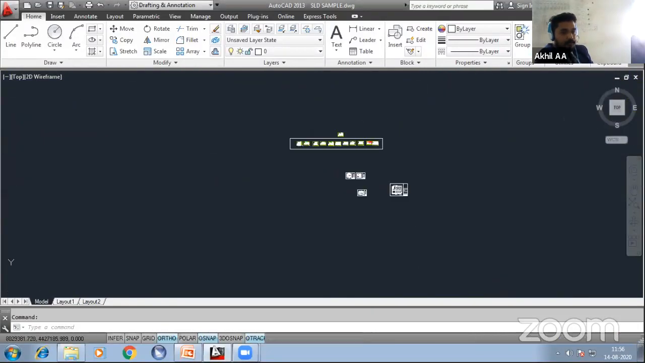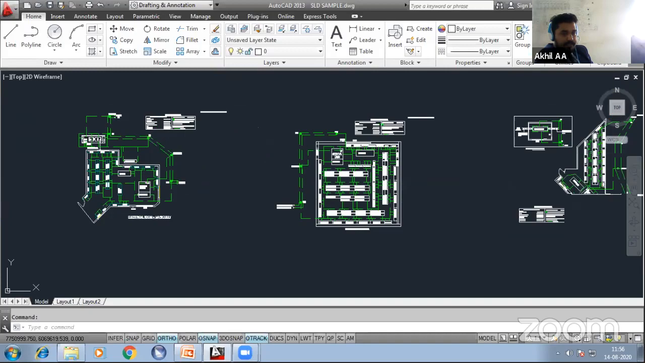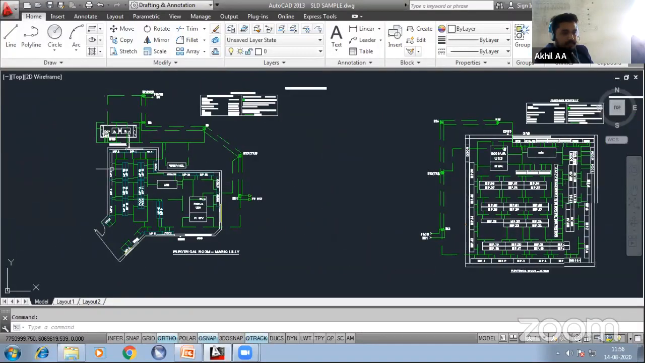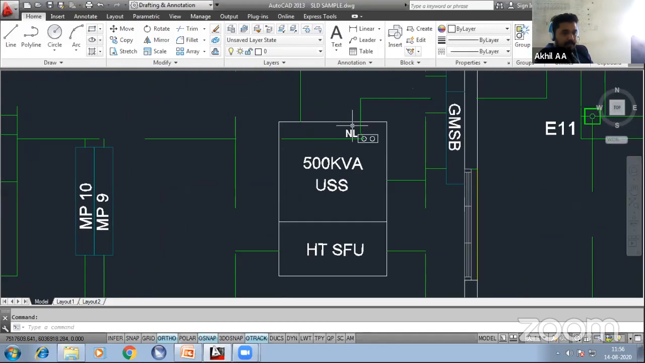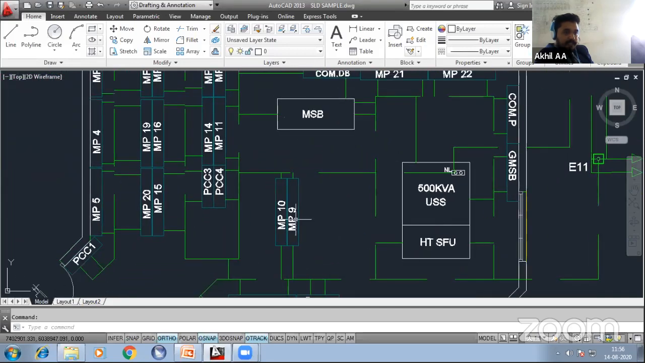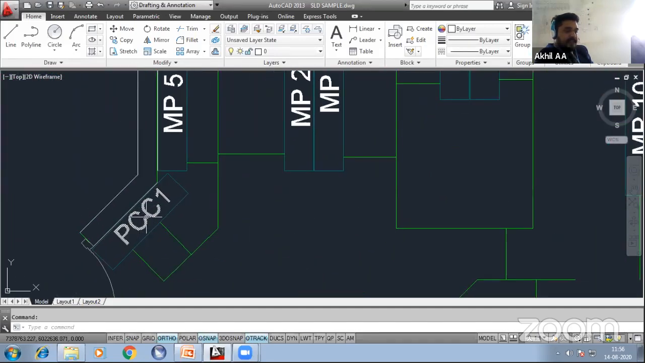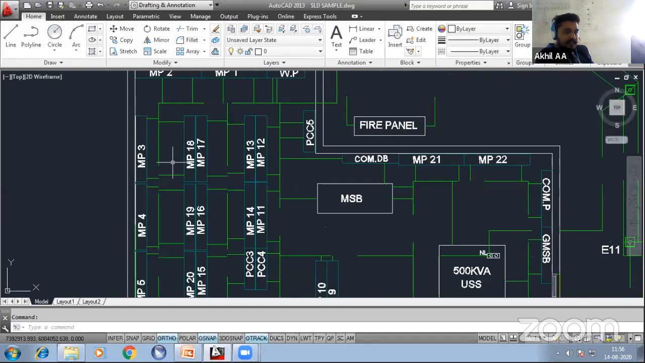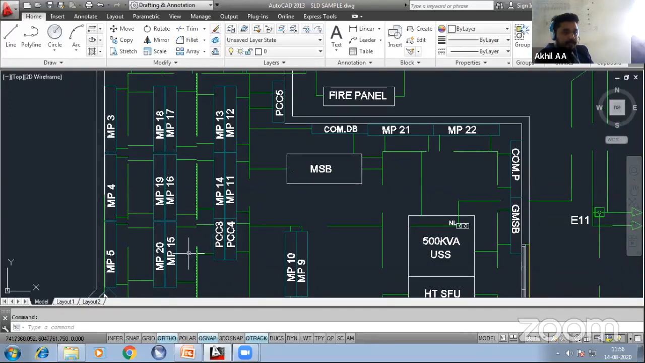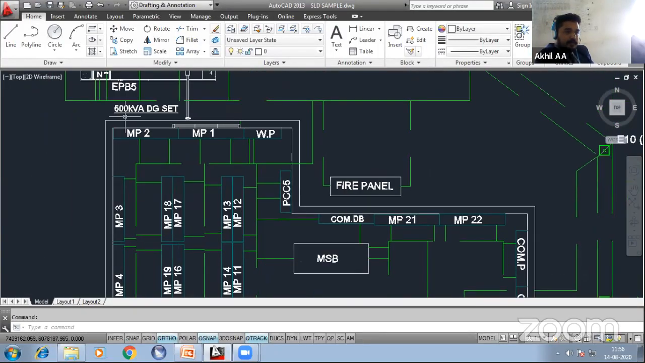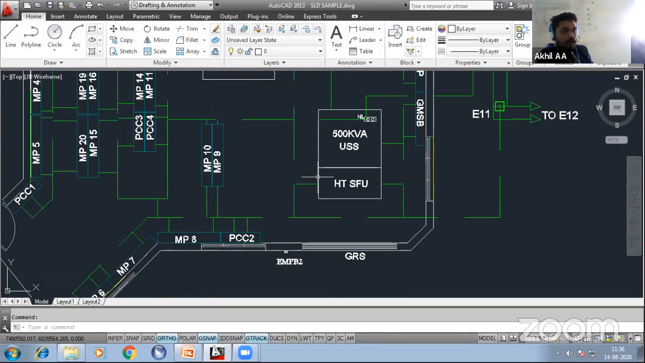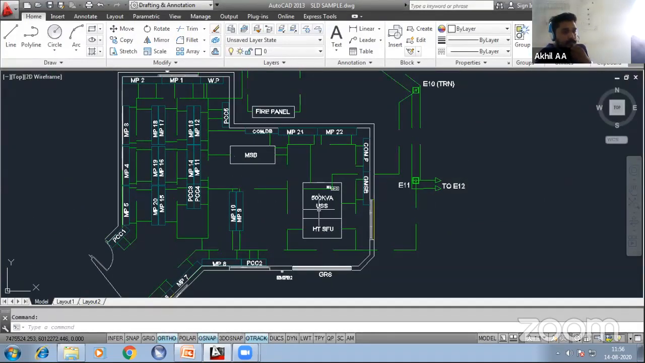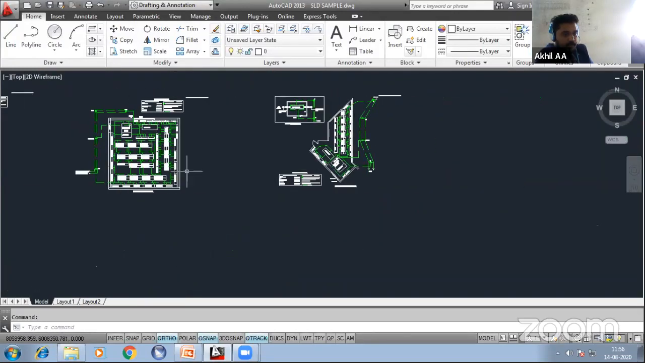If you see the electrical room of this building, this is the electrical room for tower 1. We have arranged the HT LBS unit and the 500 kVA transformer, and you can see PCC1. This is a panel. From PCC1, it is connected to metering panels 1 to 4. Then PCC3, PCC4, PCC5, and all these panels will be arranged in this particular electrical room for tower 1, tower 2, and tower 3.